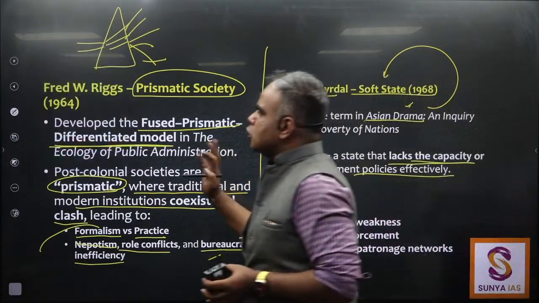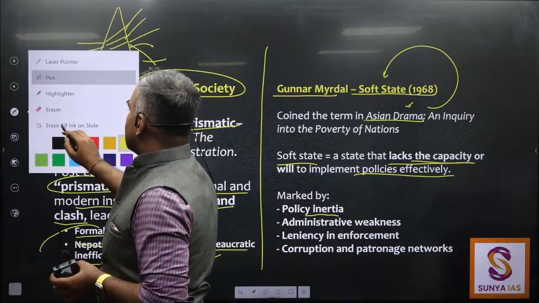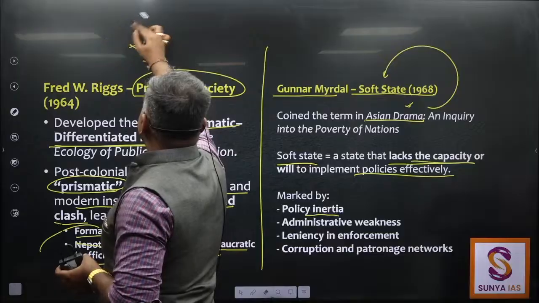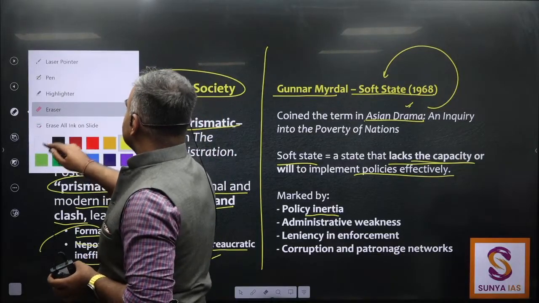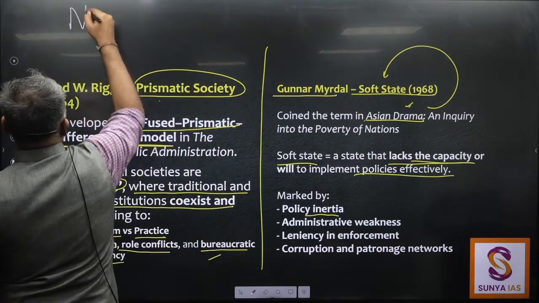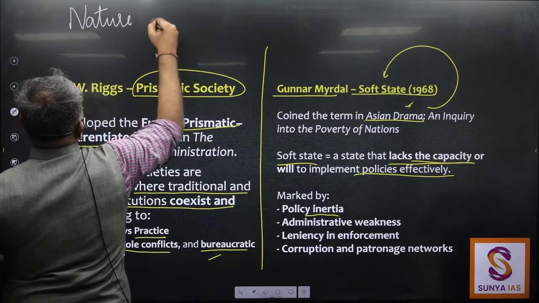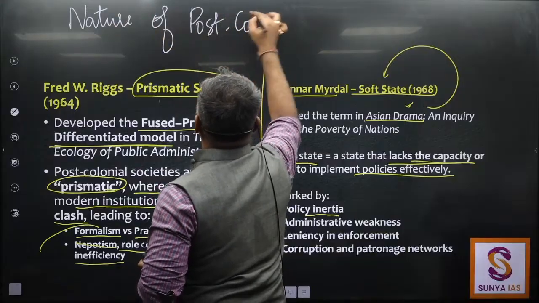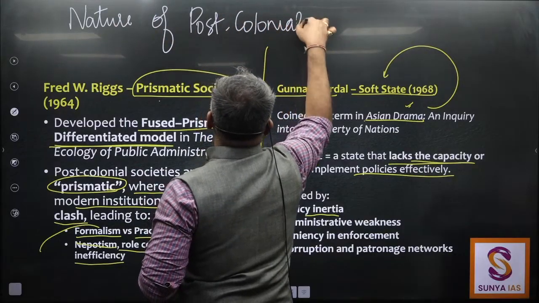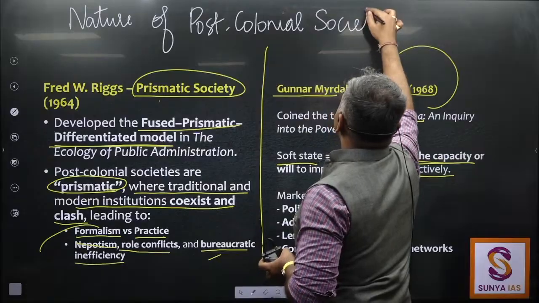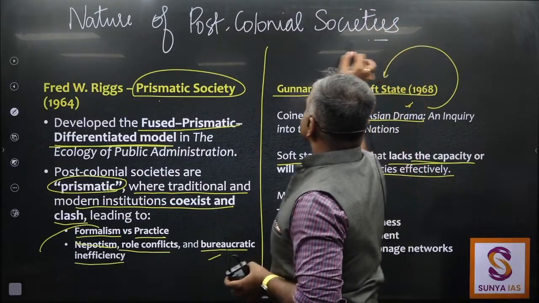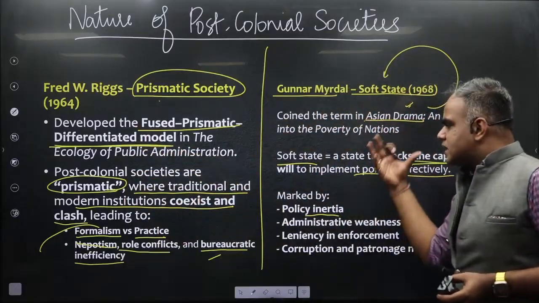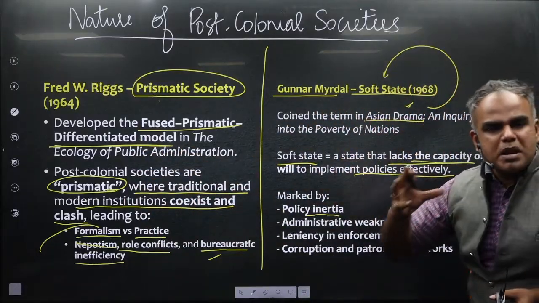So here, these are two good frameworks. Whenever you have to write about how to analyze the nature of post-colonial societies, you can also mention this under the heading of nature of post-colonial. One view is of course Marxist, that we have seen, but you can also talk about this, that they have fragmented identities, and the capacity of the state is limited to implement the reforms.